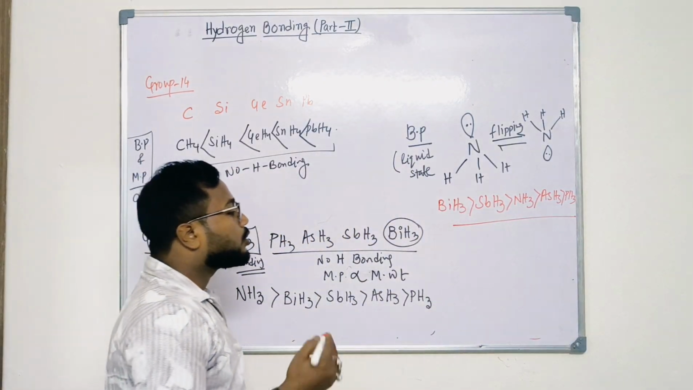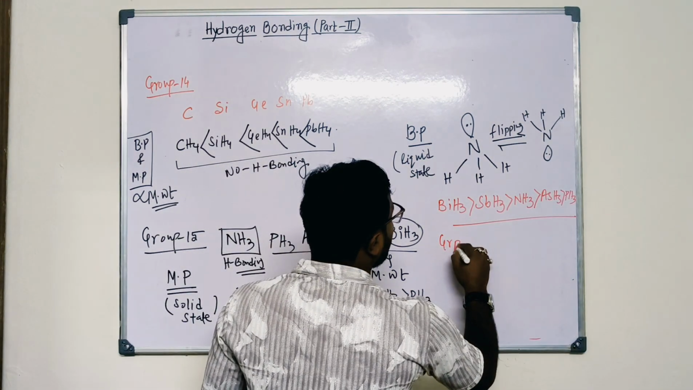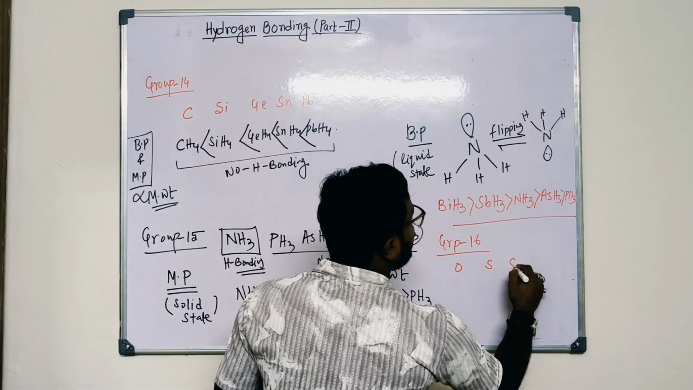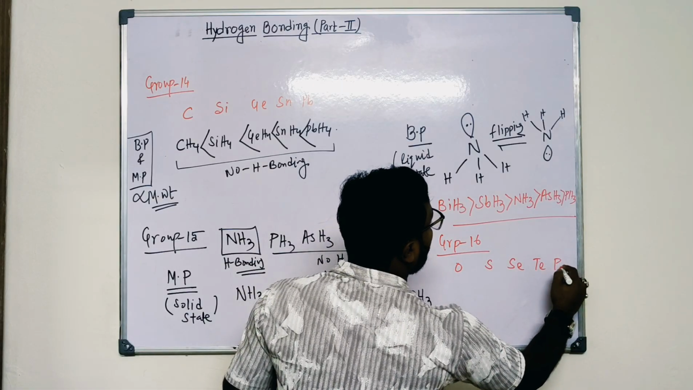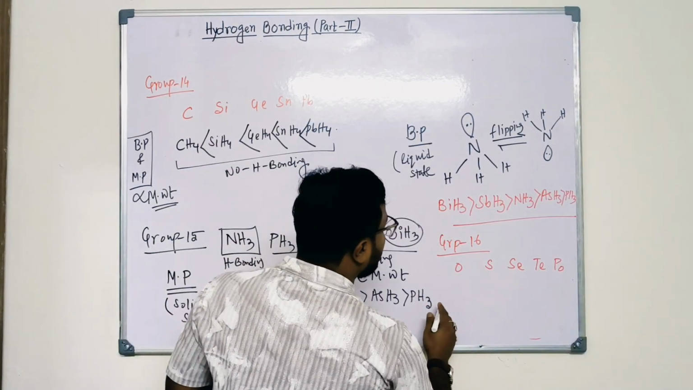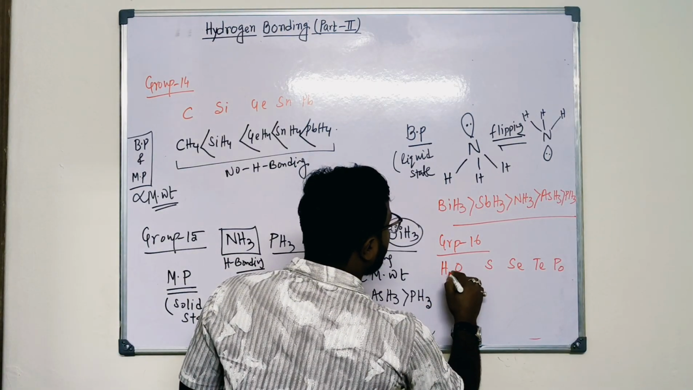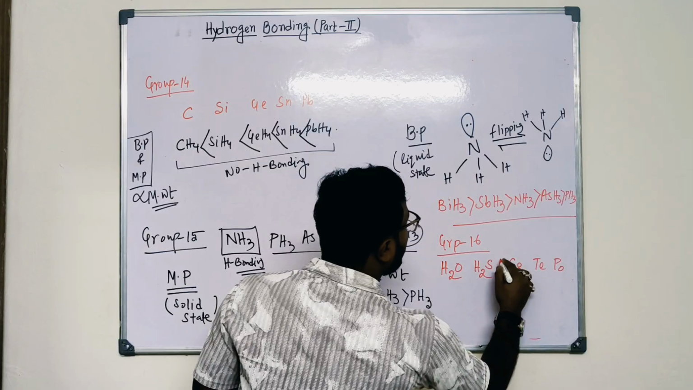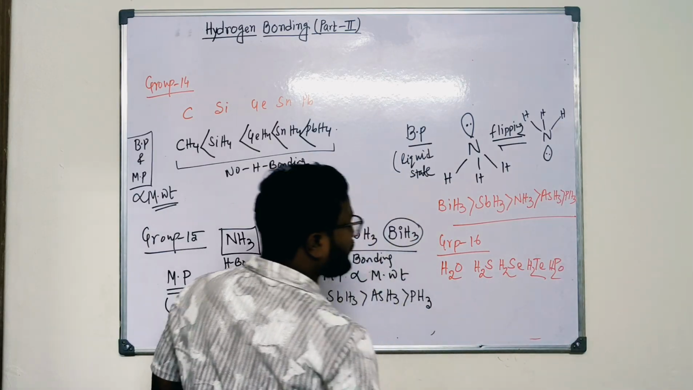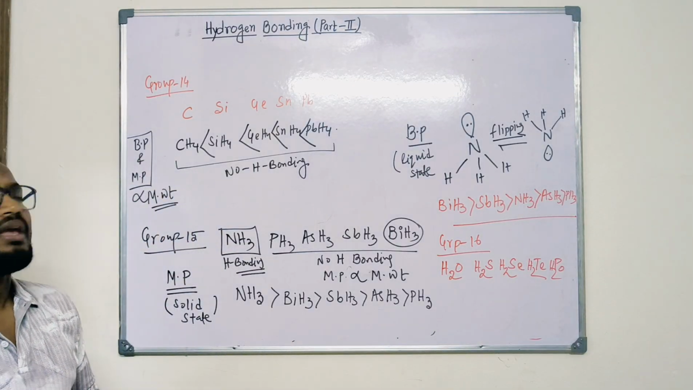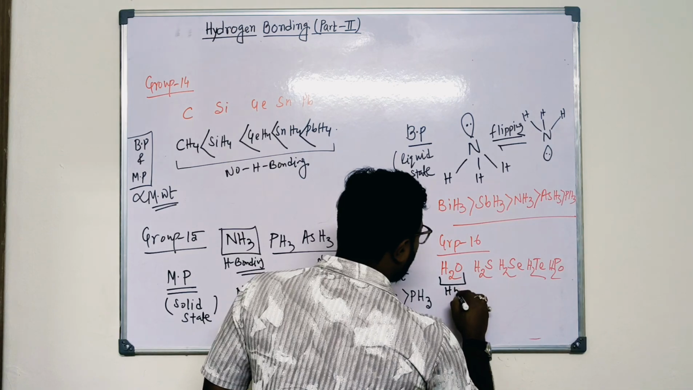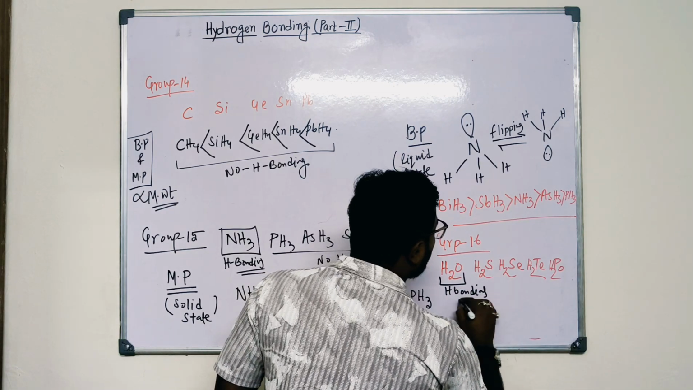If you are taking group 16 elements, that is oxygen, sulfur, selenium, tellurium, polonium, O, S, Se, Te and Po. In case of these compounds, this is H2O, H2S, H2Se, H2Te and H2Po. For them, how can we compare? Here also the same logic is followed. Only H2O shows hydrogen bonding.